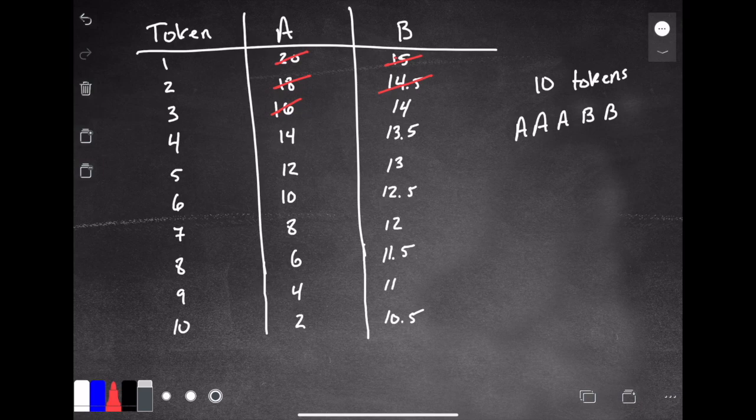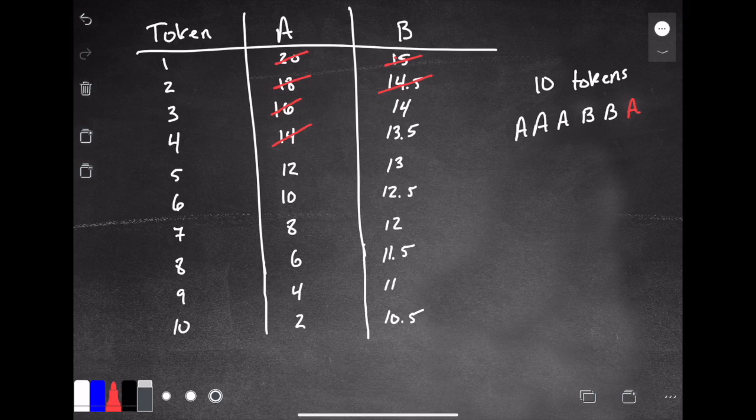With the sixth token, we can put it in A and get 14, or we can put it in B and get 14. Either way, it doesn't really matter which one we do. We should be indifferent to this, so we could pick either one, totally fine. I'm going to pick A in this case, since that's just as good. I'm going to leave that one red just because we can come back to it.